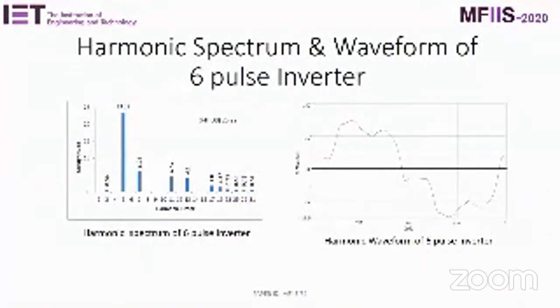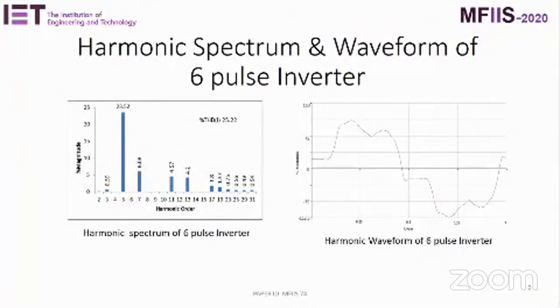Before starting the harmonic analysis, we have to know about the components which are responsible for generating harmonics. Here, the inverter and non-linear load generate harmonics. This is the harmonic spectrum of a 6-pulse inverter, where the THDI value is 25.22%. This is the harmonic waveform of the 6-pulse inverter.